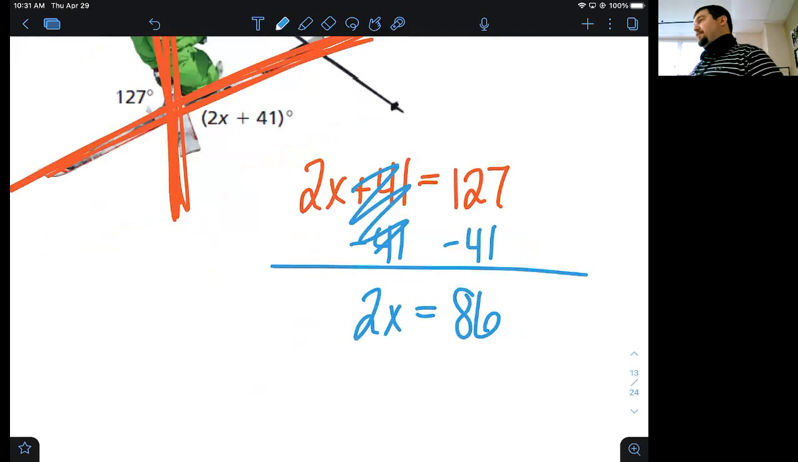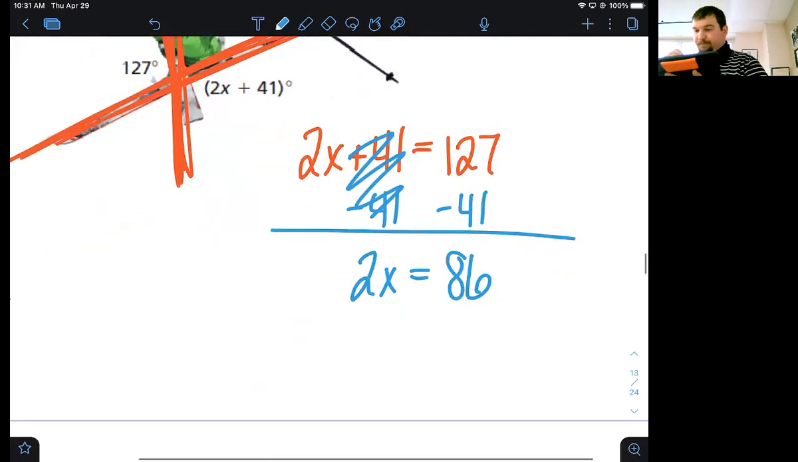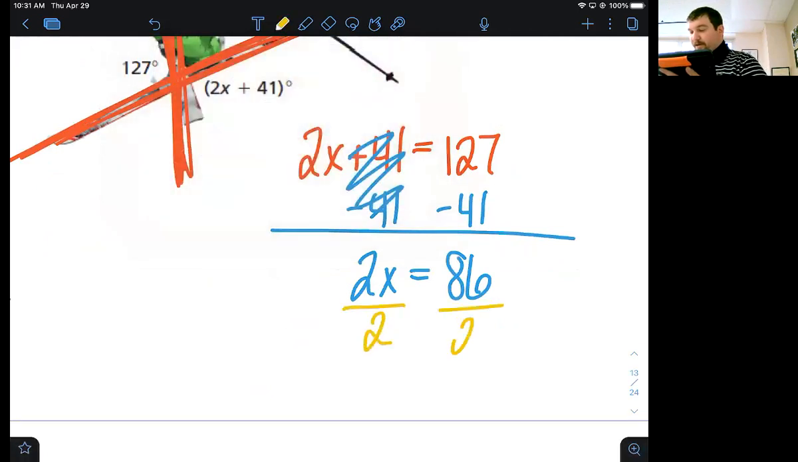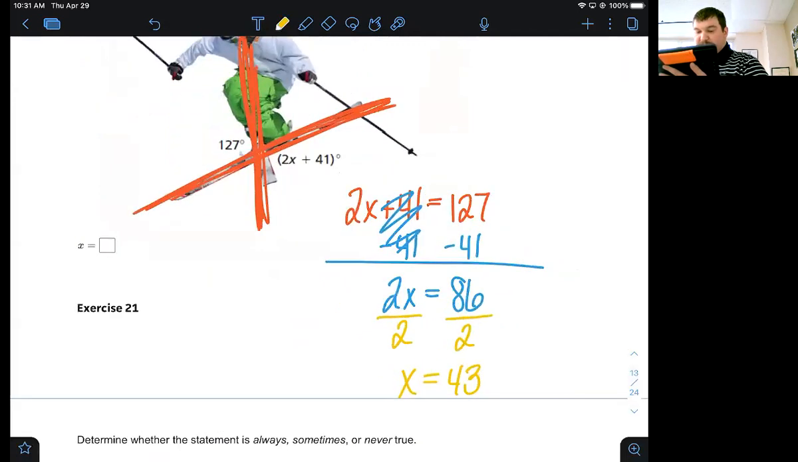Now I need to divide by 2. Ava, can you tell me what 86 divided by 2 is? 43. X equals 43. And that's all we had to solve. They didn't ask me what the angle actually equaled. If they did, that would have been simple. It's 127. But I had to solve for the X portion of that angle, and that's 43.